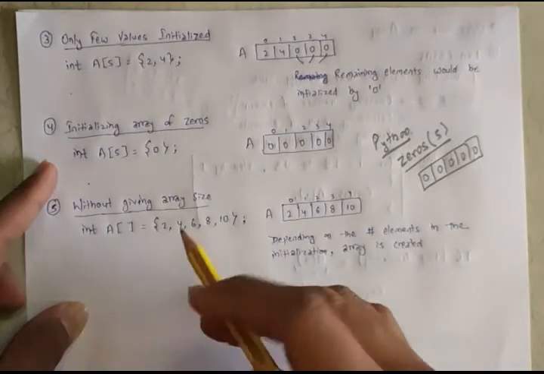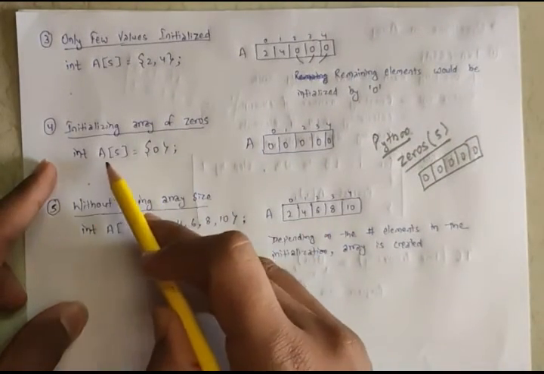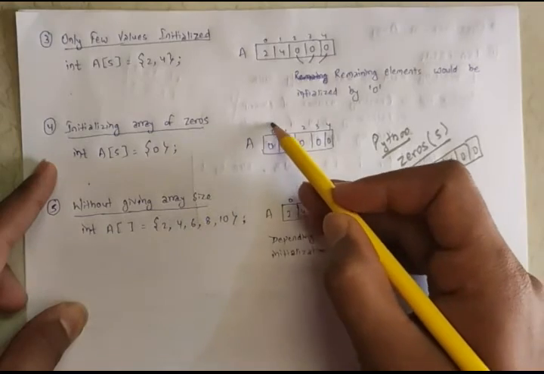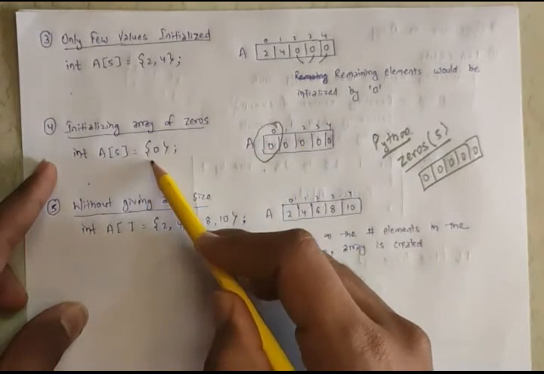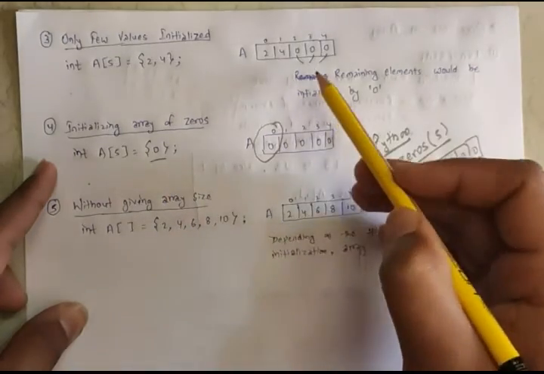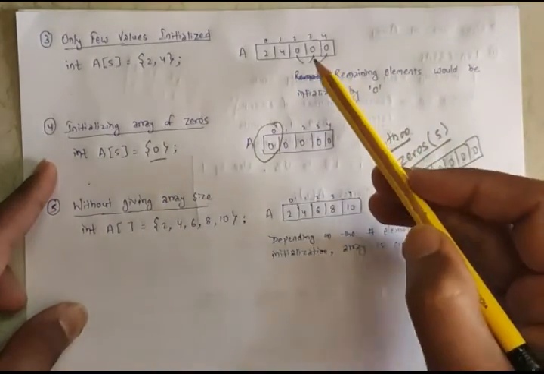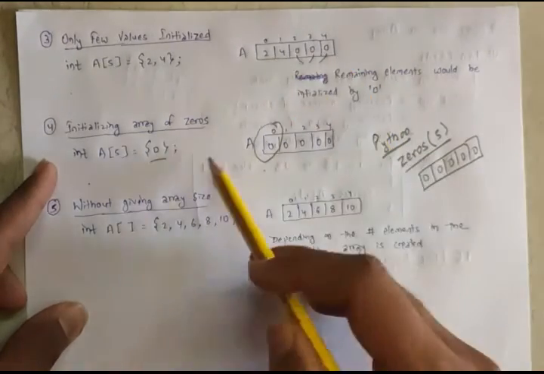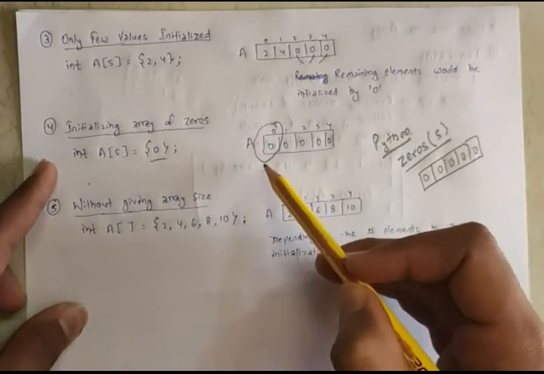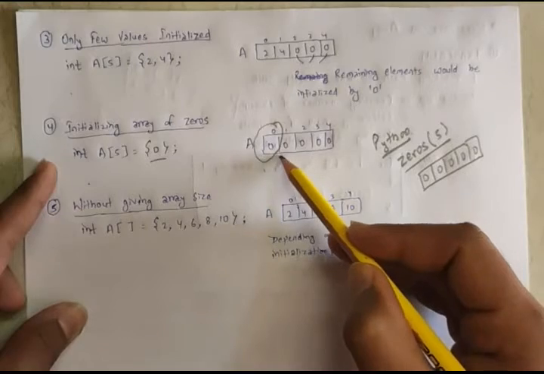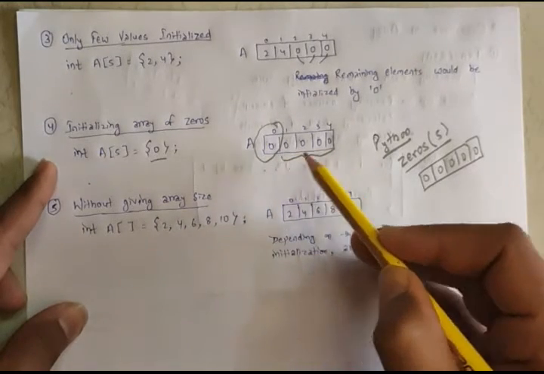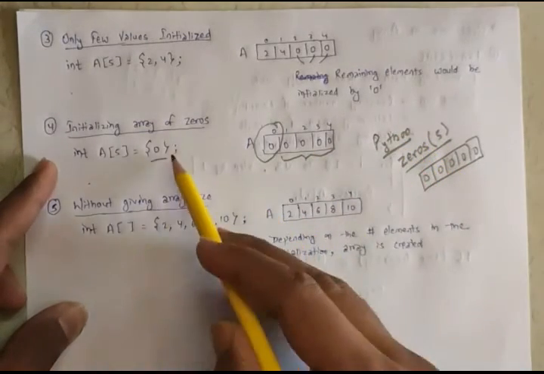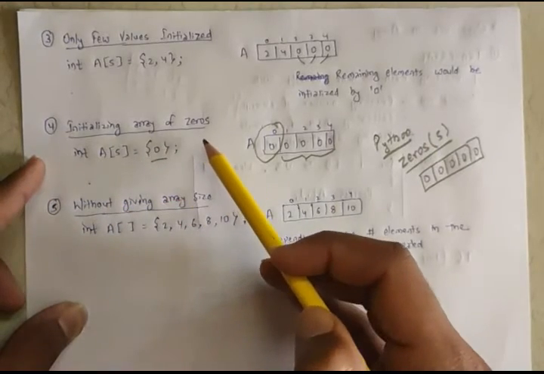So for example, let's suppose I create one array of size 5 and initialize the first value to be 0. So the first value would be 0 as initialized by us. I told you that if we don't initialize the rest of the values, the compiler automatically initializes them with 0. So these all 4 values would be initialized by 0 by the compiler itself. So this can be used for initializing an array of zeros.